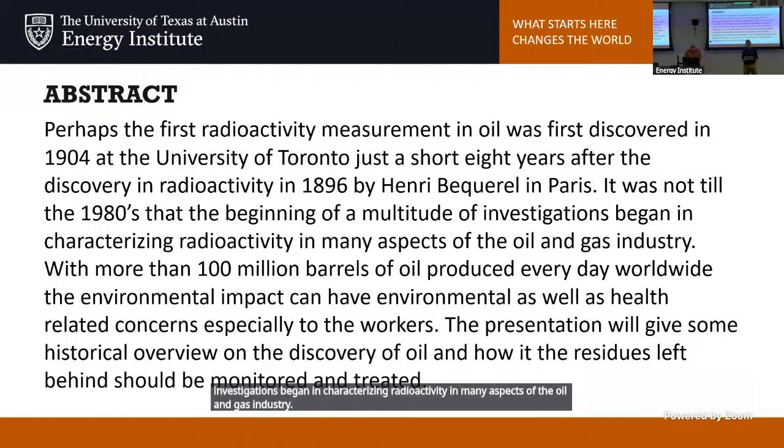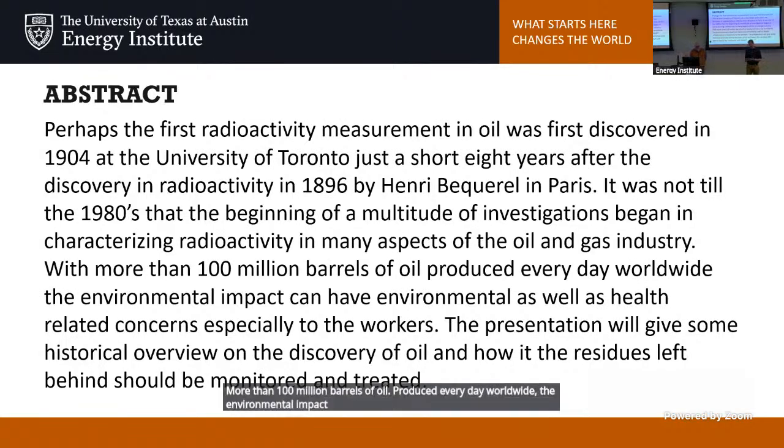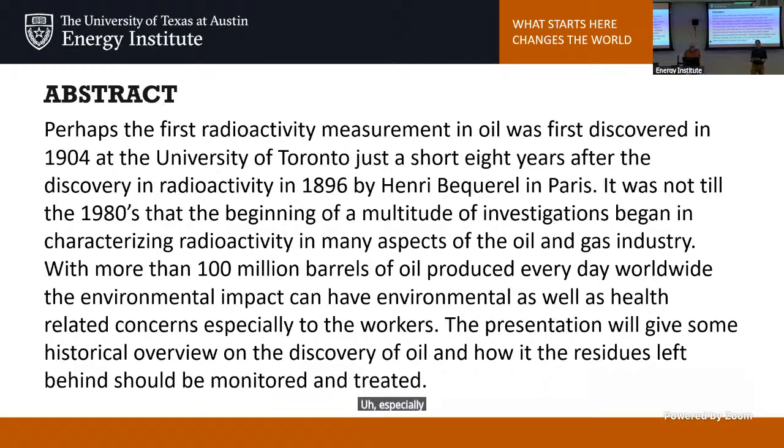More than 100 million barrels of oil are produced every day worldwide. The environmental impact can have environmental as well as health-related concerns, especially for the workers. The presentation will give some historical overview of this and how the residues left behind should be monitored. So with that said, switch presentations. Let's welcome Sheldon Landsberger.